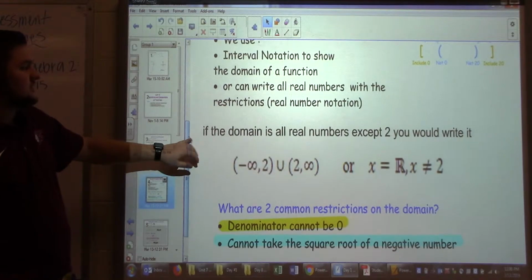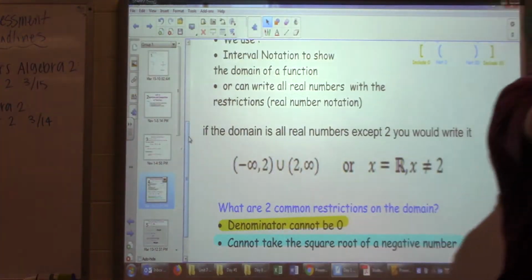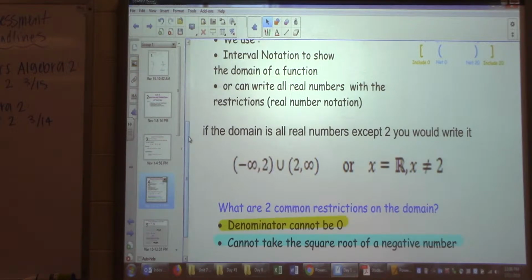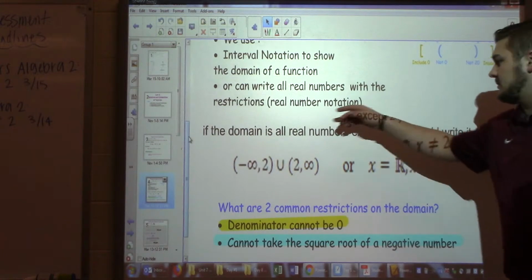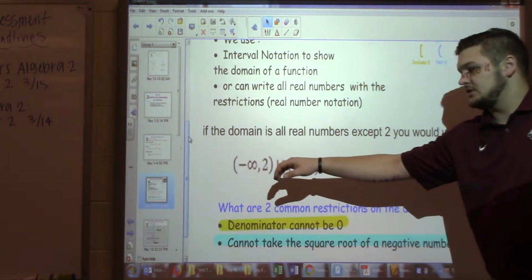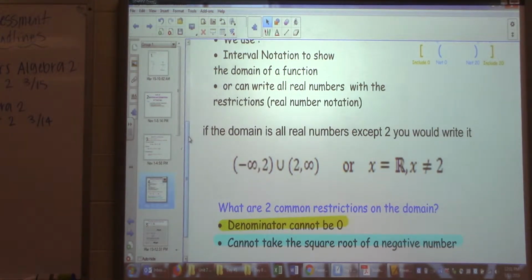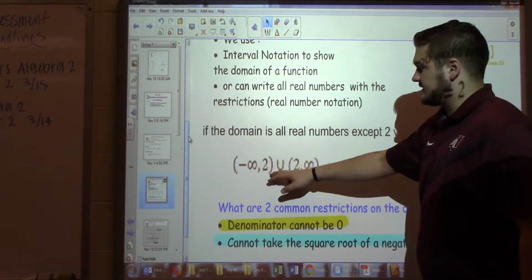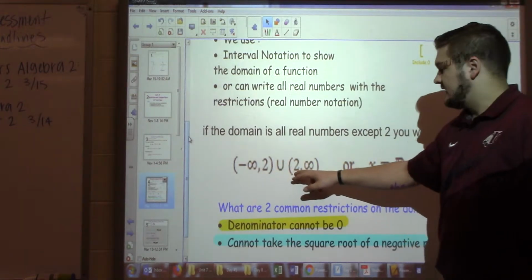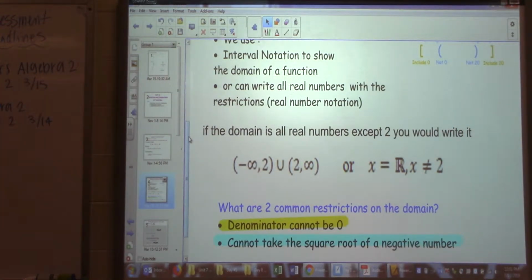So, if our domain is all real numbers except 2, like if we had x minus 2 in our denominator, and we said it can't equal 2, because we can't have a denominator of 0, right? How we're going to write our domain is two separate ways: negative infinity to 2, union 2 to infinity. That's what we call interval notation. It's an interval. It's telling us which values x can be. It's giving us all the numbers. So from negative infinity up to 2, excluding 2 because it's a parenthesis, and then from 2 to infinity, any number between there would work. That's what our interval notation tells us.